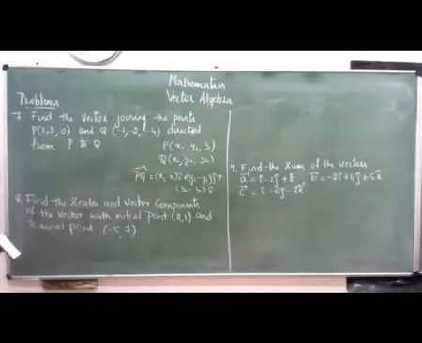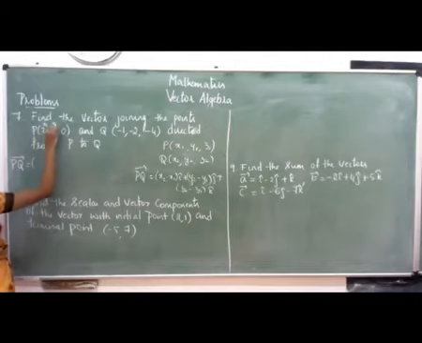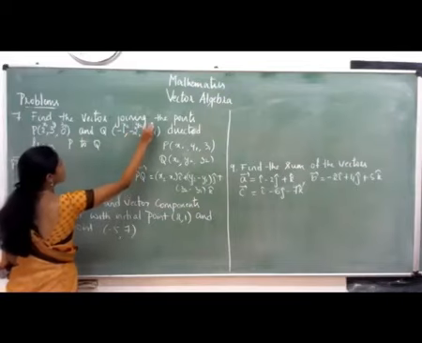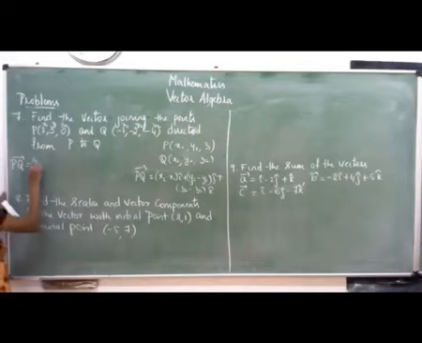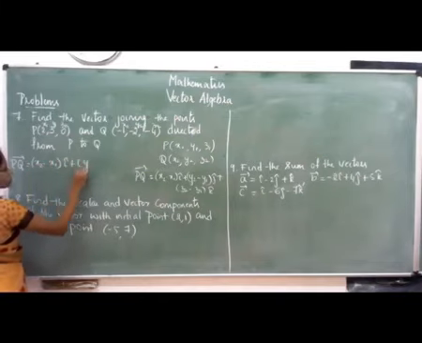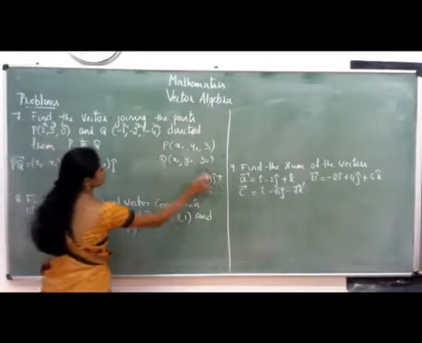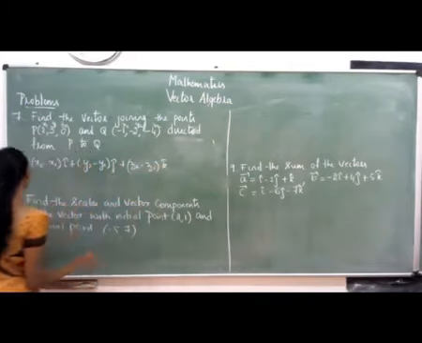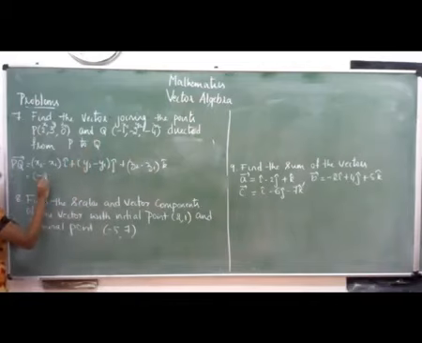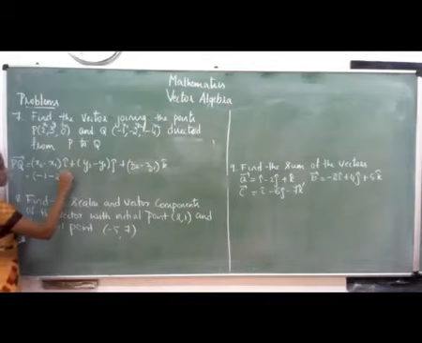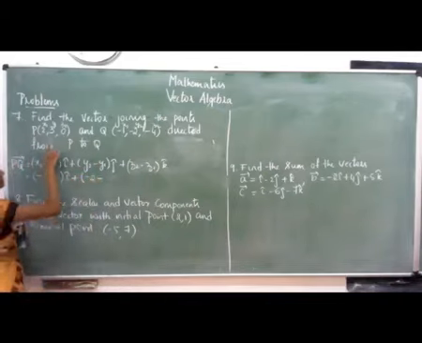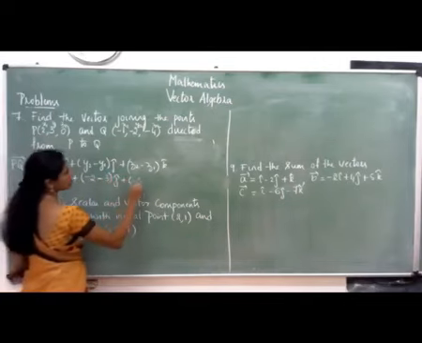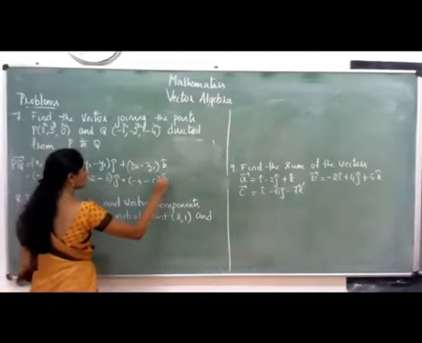So here you have 2 points P and Q. By applying the formula, vector PQ is given by (x2 minus x1) i cap, plus (y2 minus y1) j cap, plus (z2 minus z1) k cap, where I consider the first point as x1, y1, z1 and the second as x2, y2, z2. Simplifying, x2 is -1 minus x1, which is 2, into i cap, plus y2 is -2 minus y1, which is 3, into j cap, plus z2 is -4 minus z1, which is 0, into k cap.